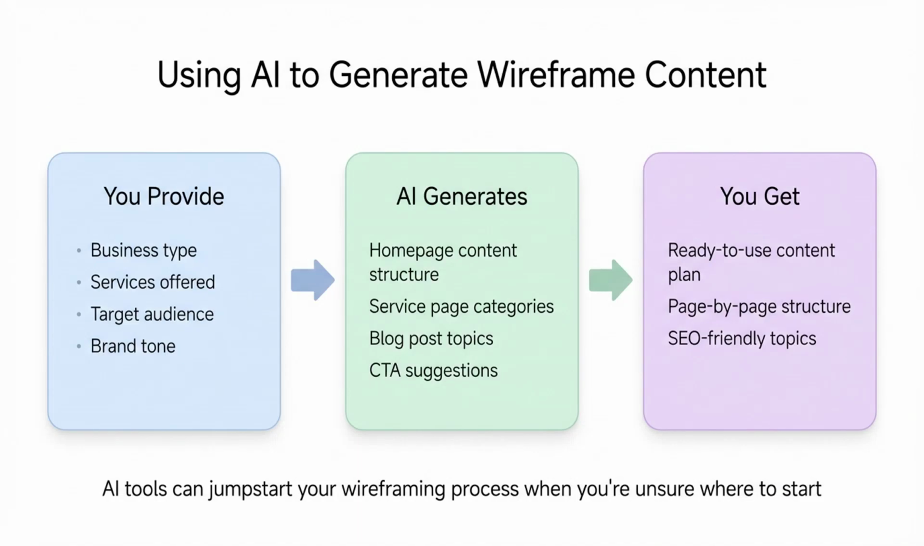If you're not sure what content to put on your website, AI can help you get started fast. The course curriculum specifically includes using AI to generate homepage layouts, content categories, blog post topics, and service descriptions. You provide basic information, your business type, your services, your audience, and AI gives you a structured content plan you can directly use in your wireframe. This is especially helpful for beginners who know what they want to build but aren't sure how to organize it.